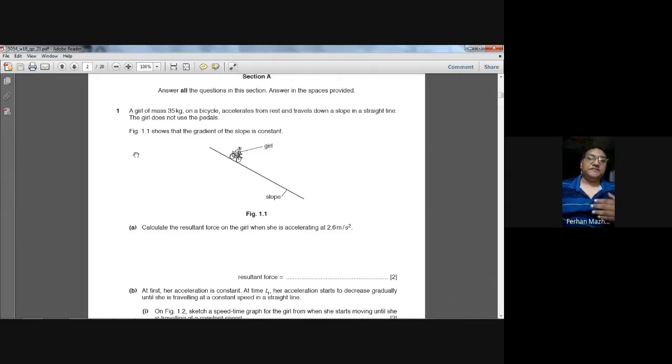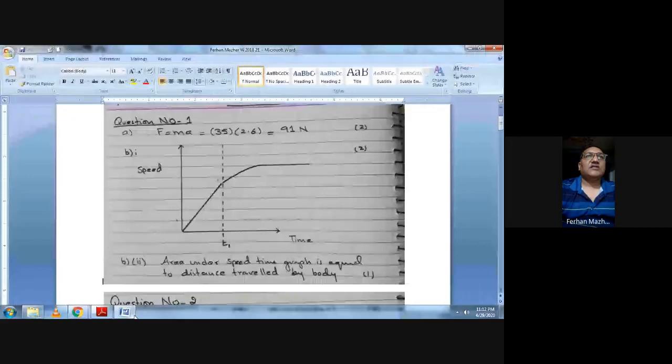You see, the mass of the girl is given, 35 kg. The acceleration of the girl is given, 2.6 meter per second square. So very easily, by using Newton's second law of motion, whose equation is F equals ma, we can calculate the resultant force. The formula for the resultant force is F equals ma. The mass is given, the acceleration is given. Please look at this calculation.